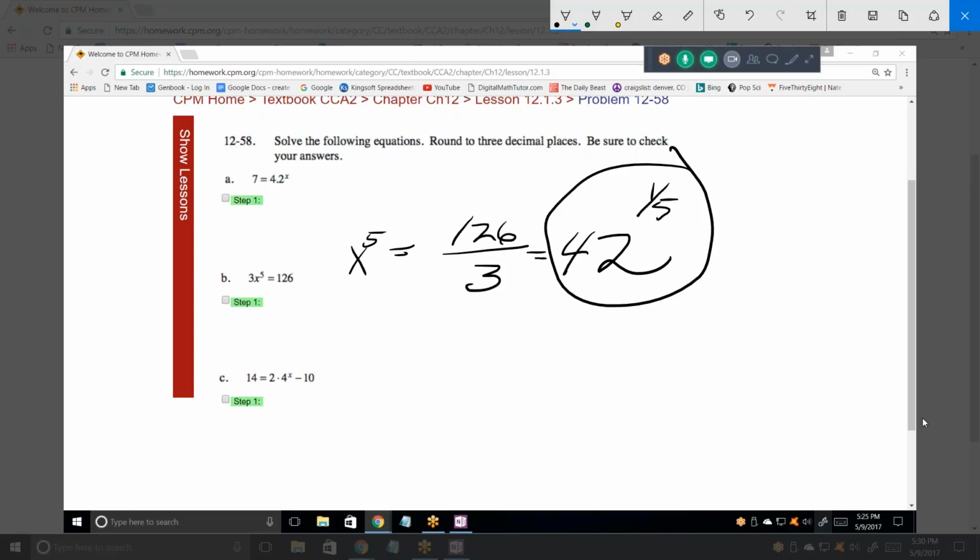Your calculator might have a square root symbol, might even have a cube root symbol. But it probably does not have a 5th root symbol. So you've got to do this using fractional exponents.